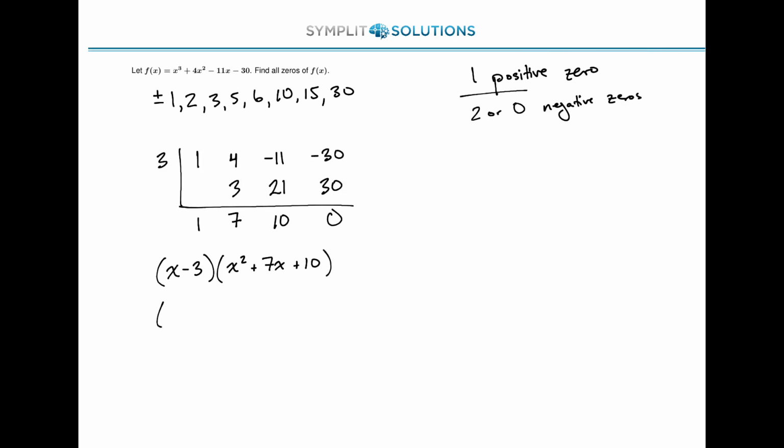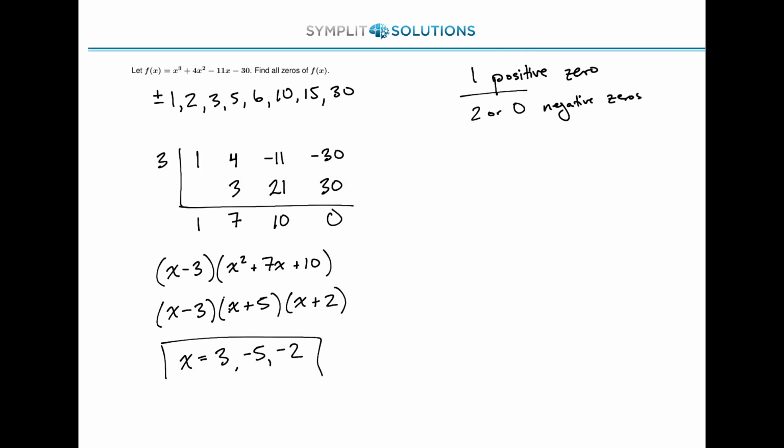And now this is a quadratic that we should be comfortable factoring. And so we go ahead and do that. We need two numbers that multiply to be 10 and add to be 7. And that's pretty easy to see. It's x plus 5 and x plus 2. That means that our zeros are 3 and then negative 5 and negative 2. And of course we get those by setting each of these factors equal to 0. So those are the 3 zeros of this polynomial.